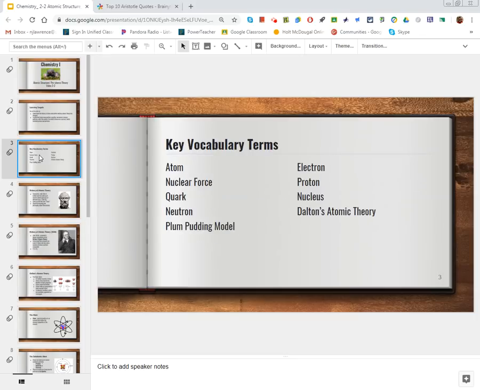So here are a few vocab terms you're going to come across. A lot of this should be familiar. The new word quark might be in there. You might not have heard the Plum-Pudding Model or Dalton's atomic theory, but the rest of those words you probably should have heard already and you probably are familiar with from your middle school science classes.